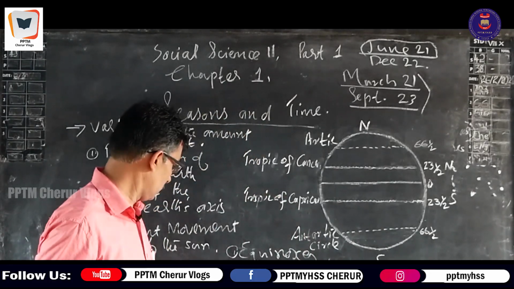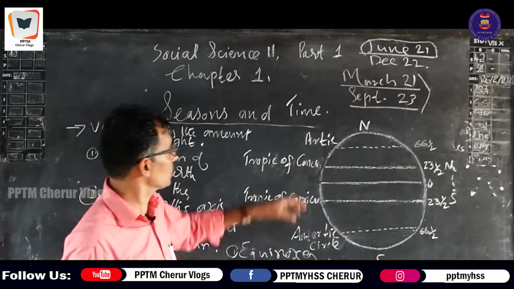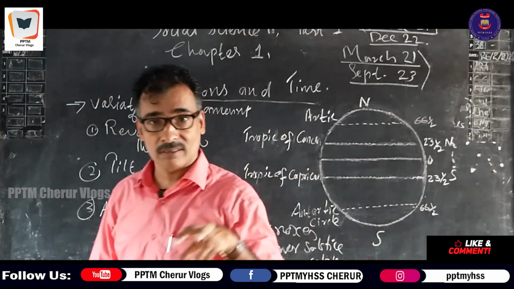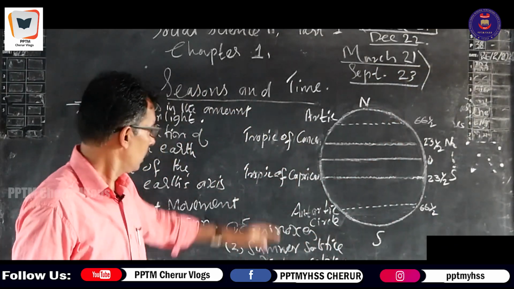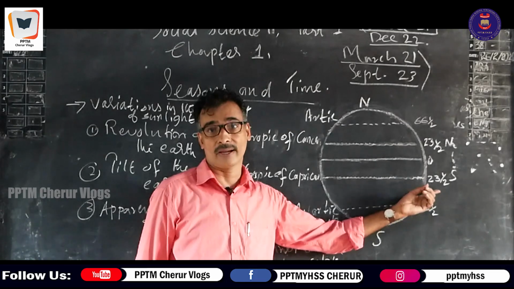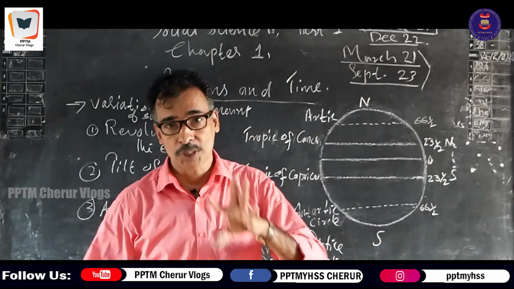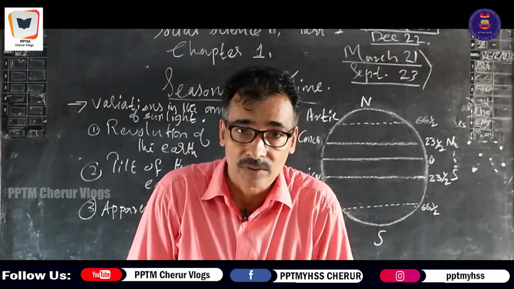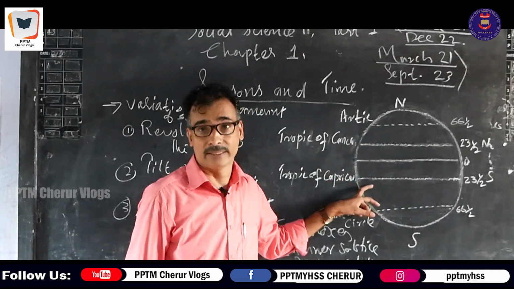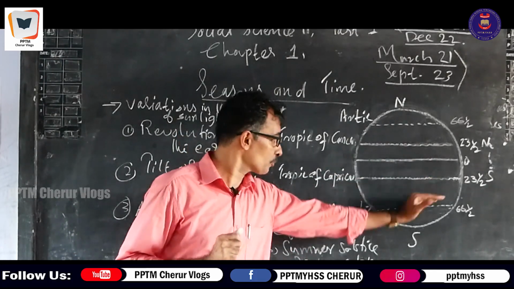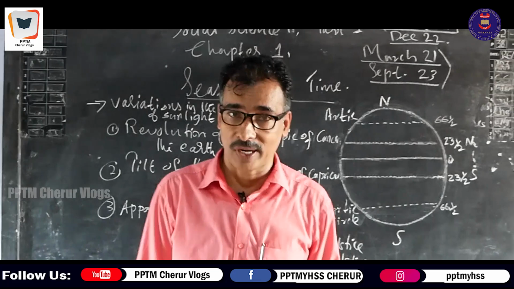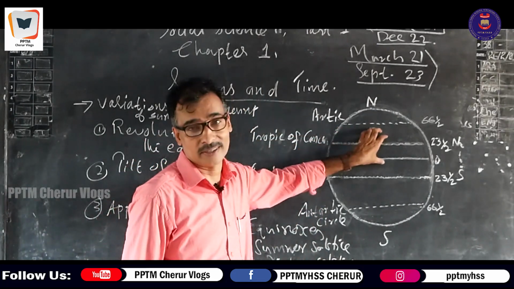Then next we come to the winter solstice. Winter solstice refers to a particular date, that is December 22nd. On December 22nd, in its apparent movement the sun reaches the Tropic of Capricorn, 23.5 degrees south. On this particular date, the sun apparently comes above the Tropic of Capricorn, and that particular day in the southern hemisphere we experience the longest day, and on the northern hemisphere we experience the longest night.